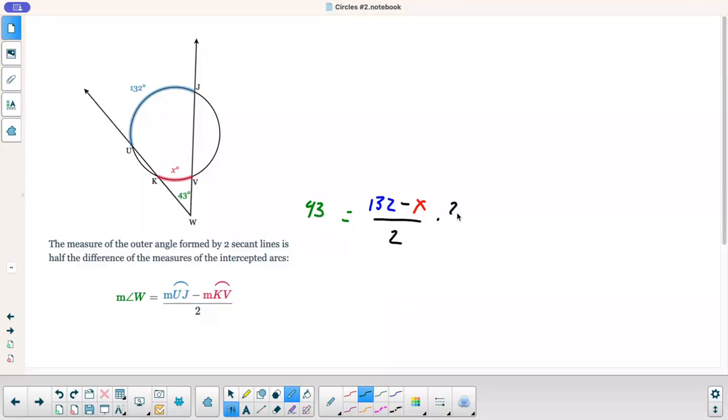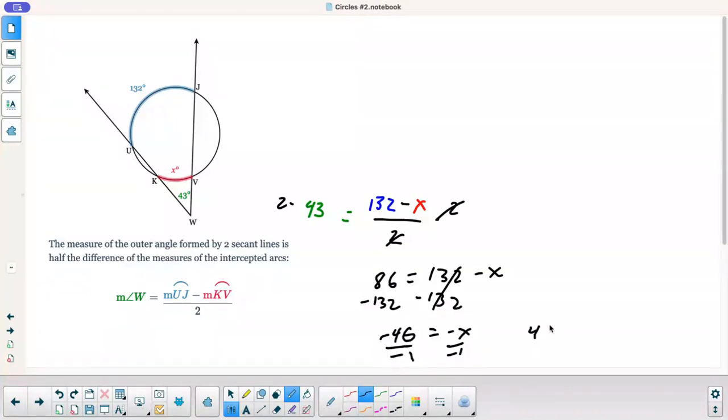So I'm going to need to do some algebra, multiply by 2. Those cancel, I get 86 equals 132 minus x. Minus the 132. That gives me negative 46, I think, equals negative x. And then I have to divide by negative 1. 46 equals x. All right, so there's my arc x.